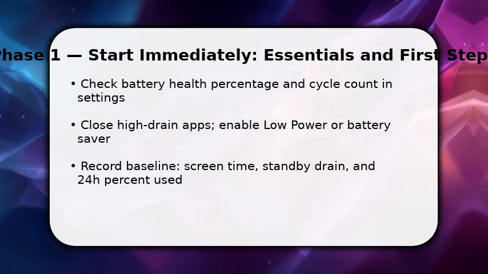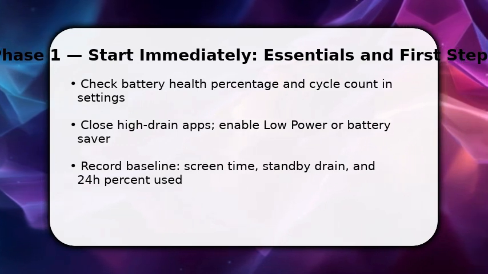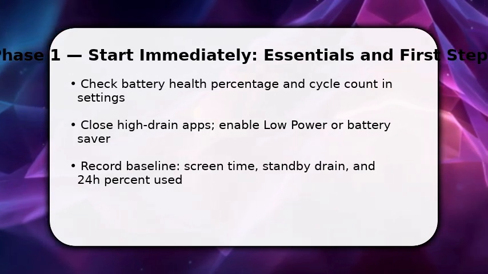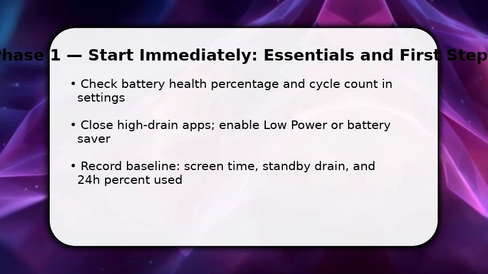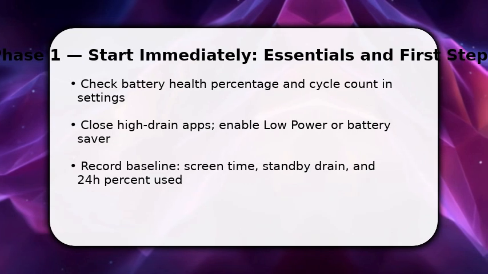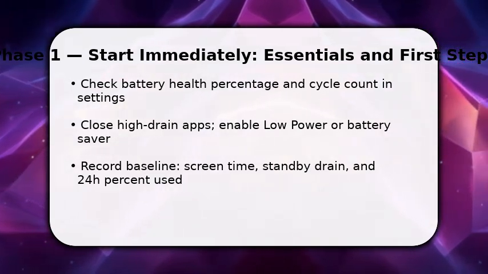You start by confirming prerequisites: charged device, Wi-Fi off if testing cellular drain, and a notepad for baseline numbers. First, open battery settings and note health percentage and cycle count because they determine savings potential. Next, close background apps and enable low power mode so you can measure immediate improvements. Finally, run a short screen on test for 15 minutes, record screen time and percent used. Once done, you'll have a clear baseline to compare later steps against.